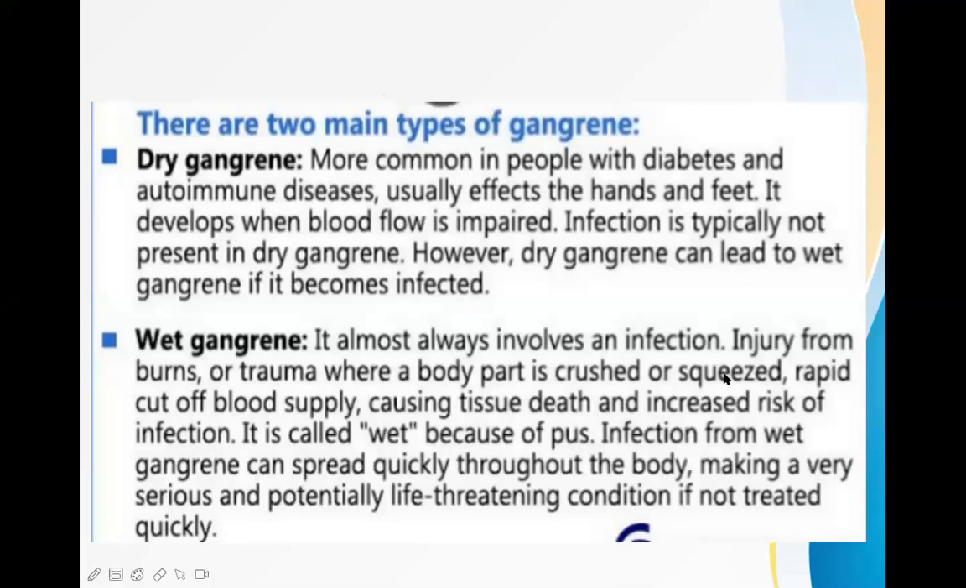One more concept in wet gangrene is, if some tissues are dying very rapidly or quickly, and if they are associated with some crushing or squeezing type of injury, then there is a chance of development of wet gangrene. In comparison to dry gangrene, wet gangrene is very complicated because it can spread to the normal tissues very quickly, and it can be a life-threatening illness as well.